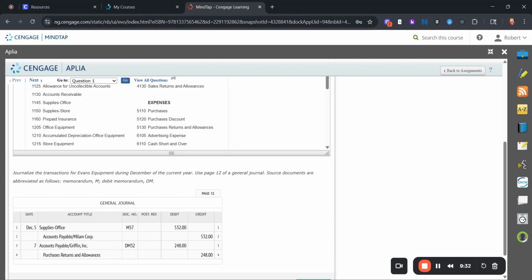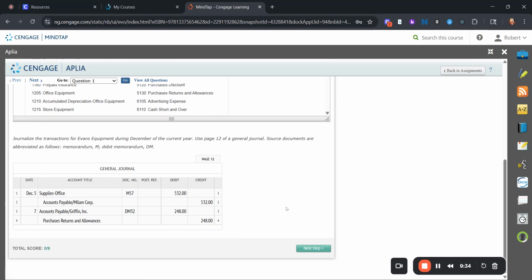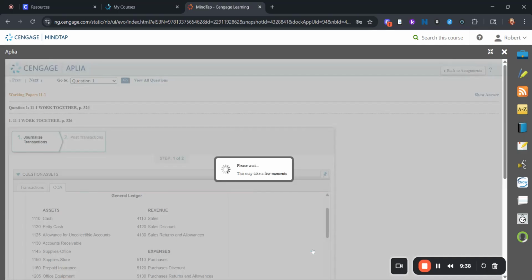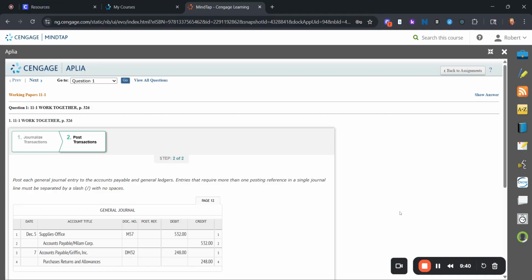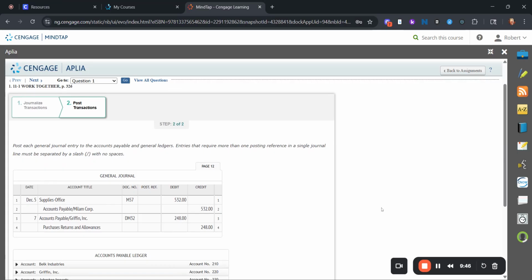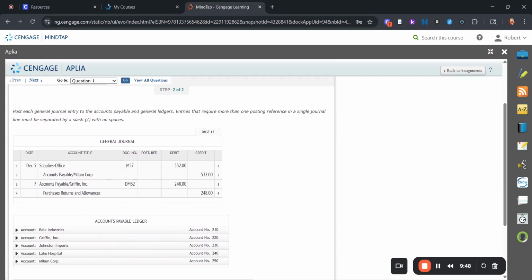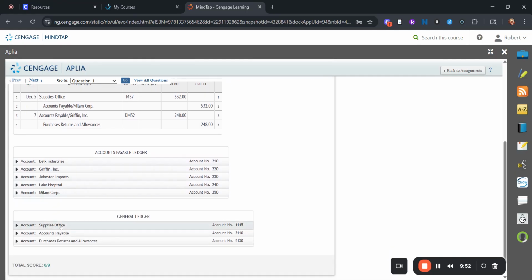So there is step one. So now we're going to go to step two, where we're going to enter these transactions into the ledgers. So we'll start with supplies office. So we'll go down here, find supplies office. Here it is, right at the top of the second group.